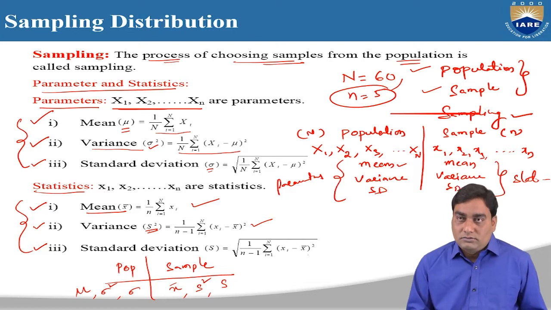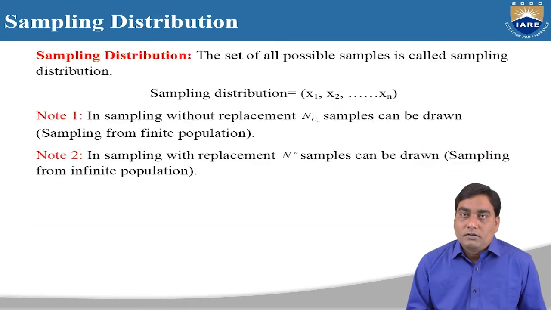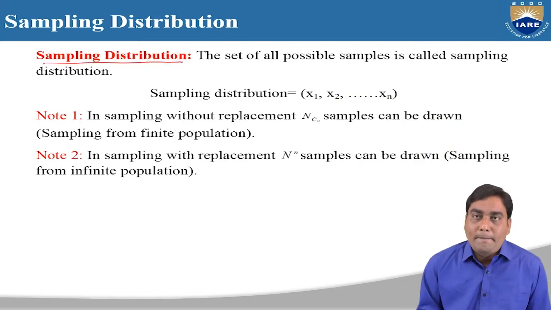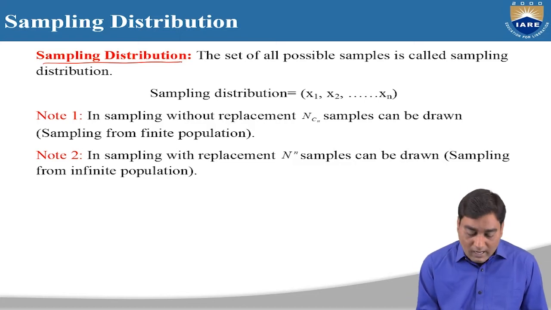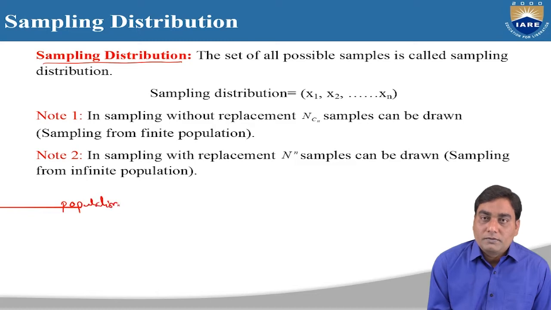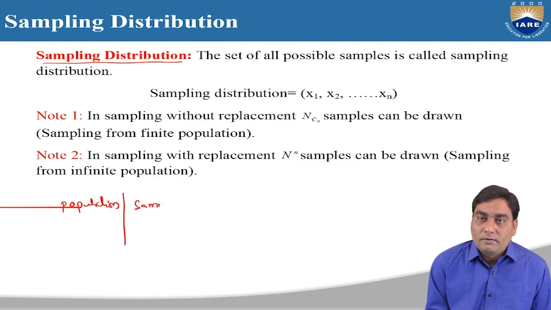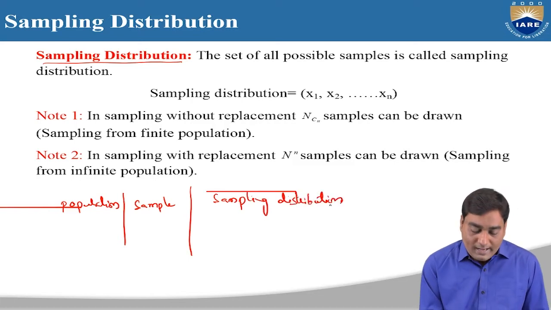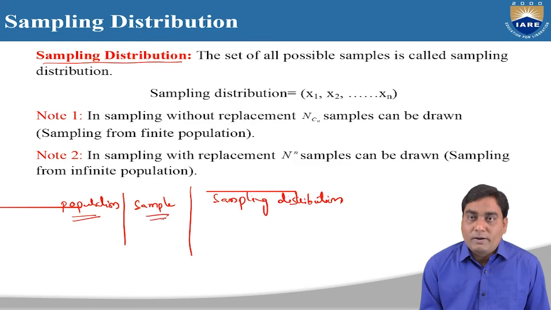So, these are parameters and statistics related to population and sample. Now, we are going to discuss sampling distribution. As of now, we discussed population and sample. Now we are going to discuss sampling distribution. Totally 3 parts. We have completed this one and we have completed this one.